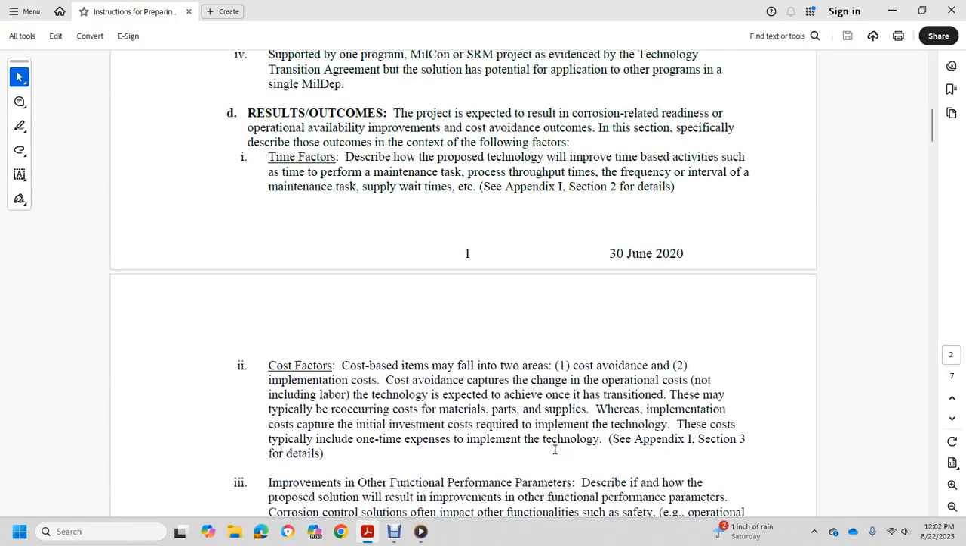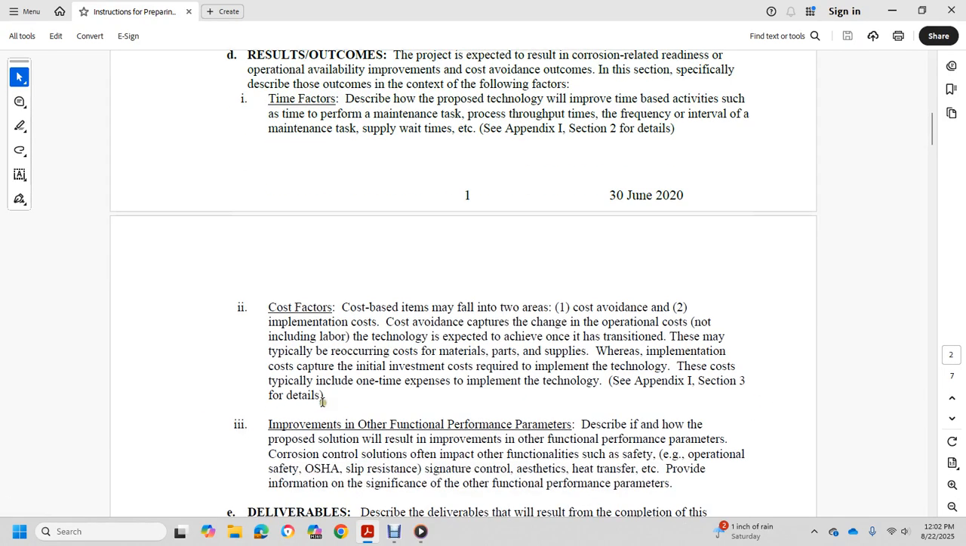Cost factors. Cost-based items may fall into two areas: cost avoidance and implementation cost. Cost avoidance is captured for training and operational costs, including labor, that the technology is expected to reduce, along with recurring costs of materials, parts, and supplies. Implementation costs are captured for the initial investment required to implement the technology and typically include one-time expenses for implementing the technology. See Appendix 1, Section 3 for details.